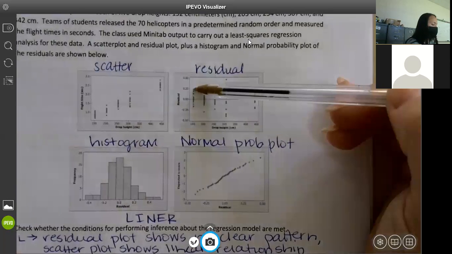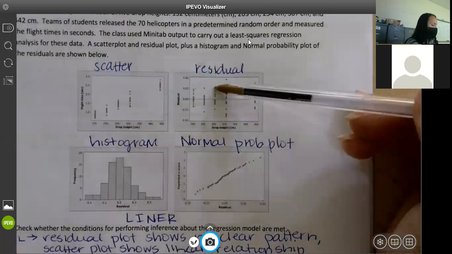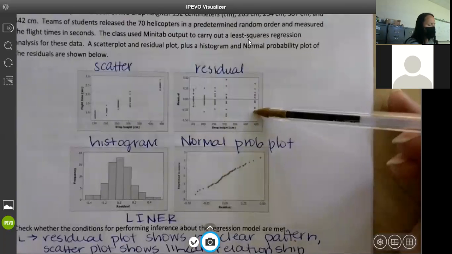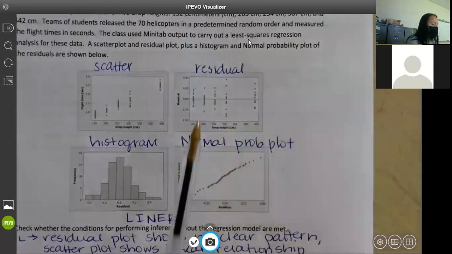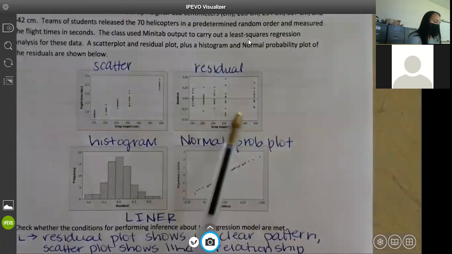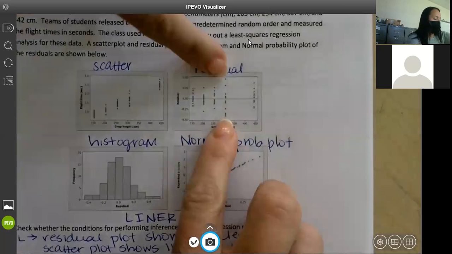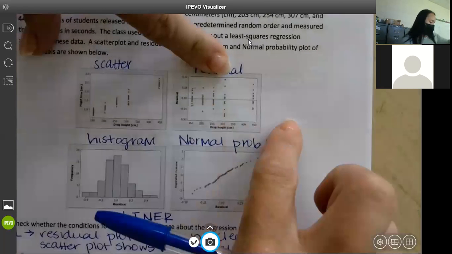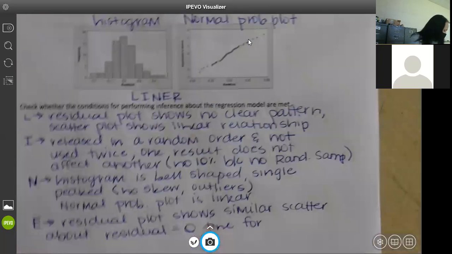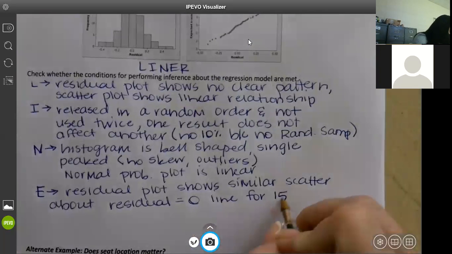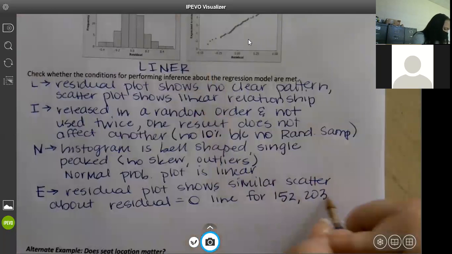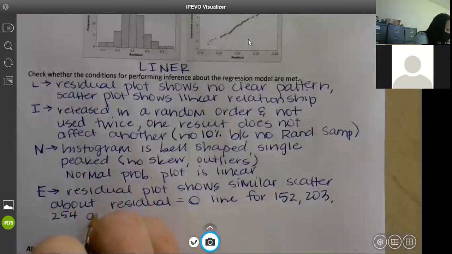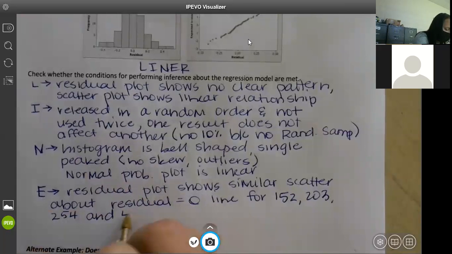So highest and lowest is pretty much the same. Highest and lowest is pretty much the same. Same here. This one is the one that's a little bit different. And then this one's a little bit different, but it's not enough to freak out because it's still within the realm of these as well. So this one drops higher and lower than all the rest if we're looking horizontal. Does that make sense? All right. So for the 152 height, the 203 height, the 254 height, and the 442 height.